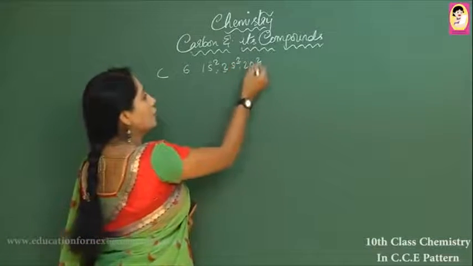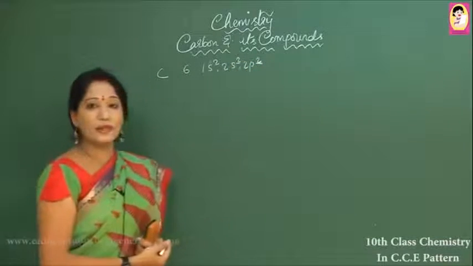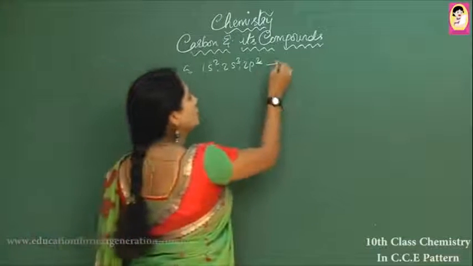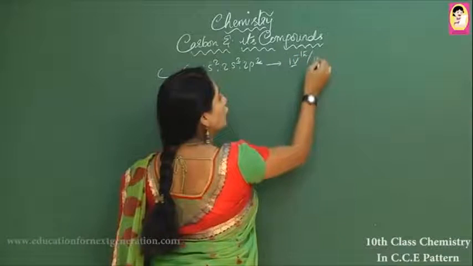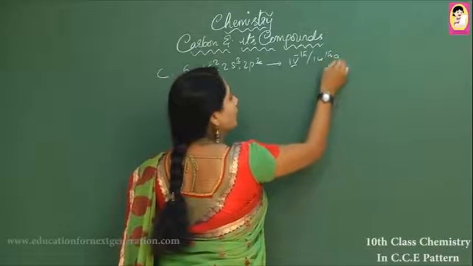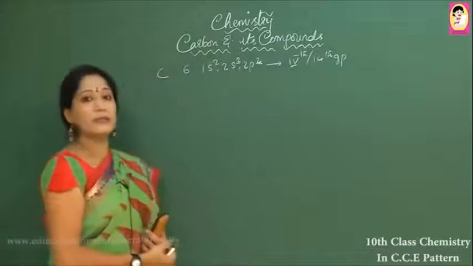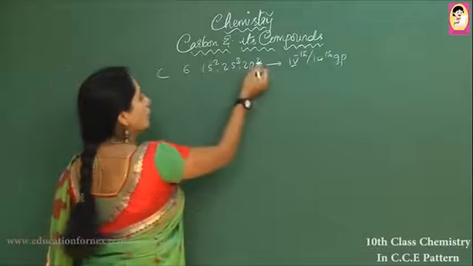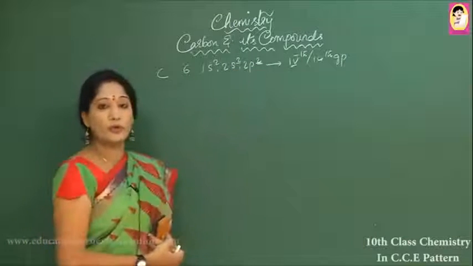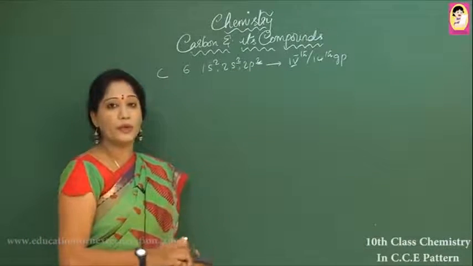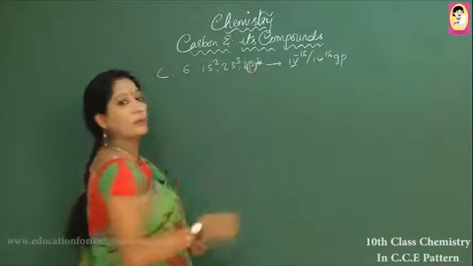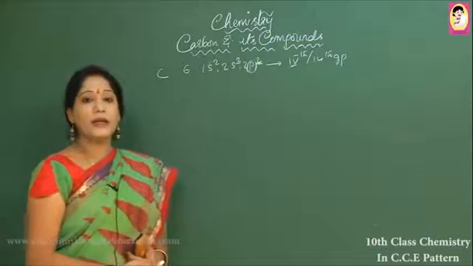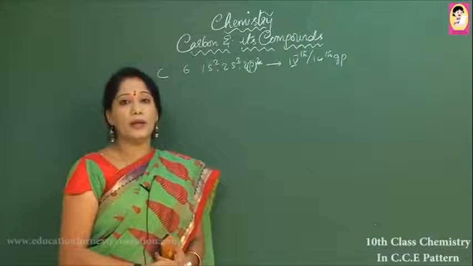Because carbon has 4 electrons in its valence shell, it belongs to the 4th group or 14th group. Because the differentiating electron is entering into the p orbital, it is called a p block element.